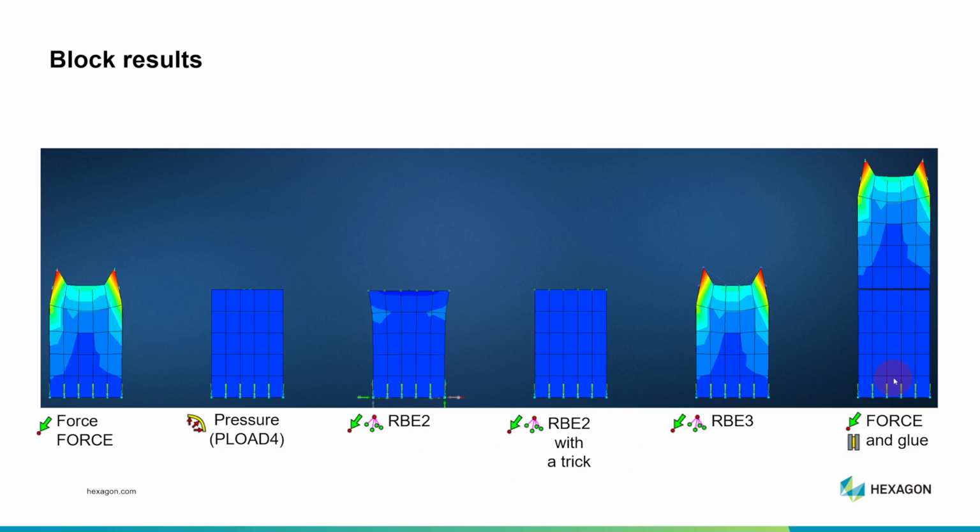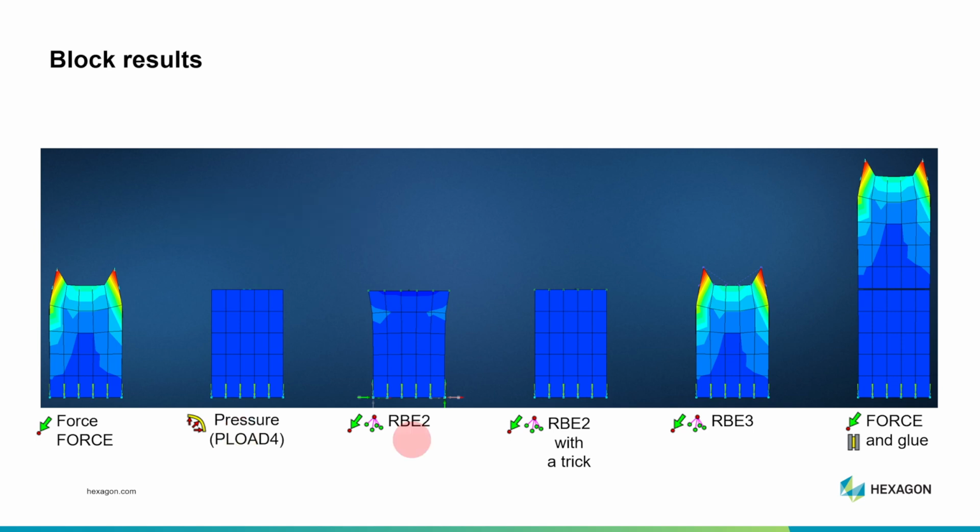And using the force being applied to a separate block that's connected with glue gives us a stress distribution in the part that we're really analyzing that looks very nice, and the deformation's totally reasonable. Let's go into these in a little bit more detail. The simplest way to apply force to a part made of solid elements is to use a pressure, a P load 4, to apply force.